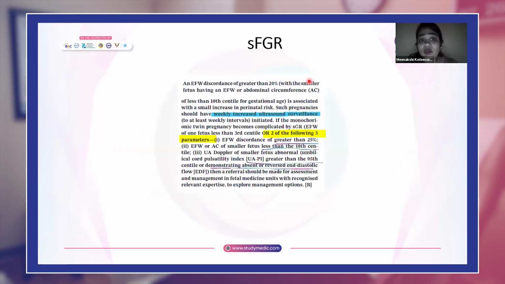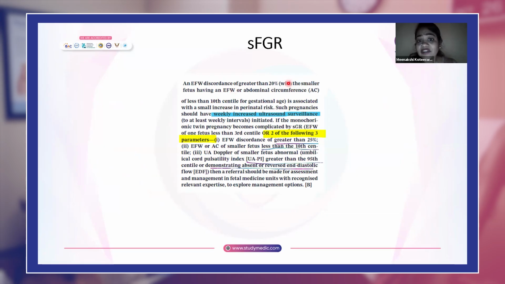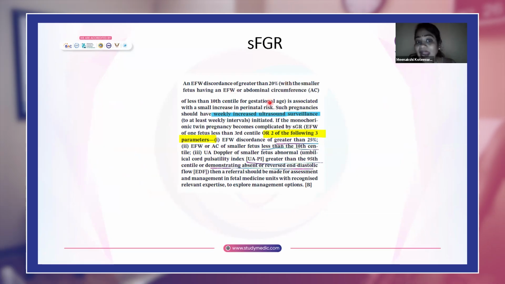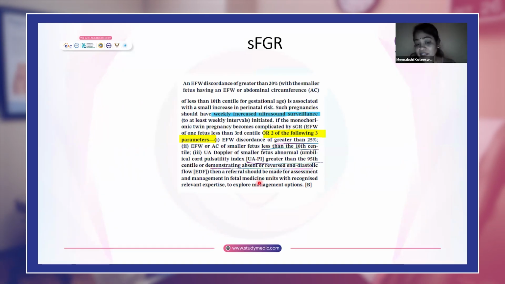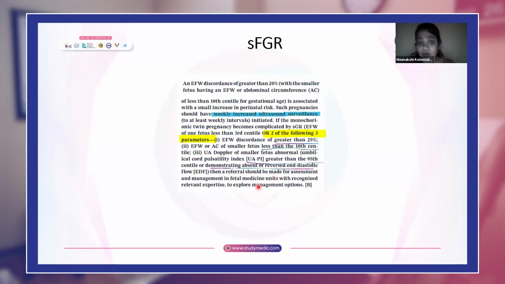So whenever you know that there is a fetal weight discordance of greater than 20%, you have to do weekly increased ultrasound. That is very, very important. And also, whenever you get the diagnosis that it's going to be SFGR, make sure that there should be a referral for assessment and management in the fetal medicine unit.